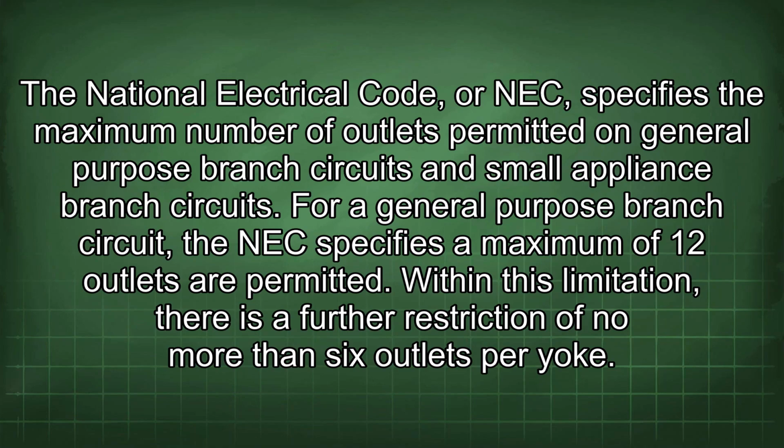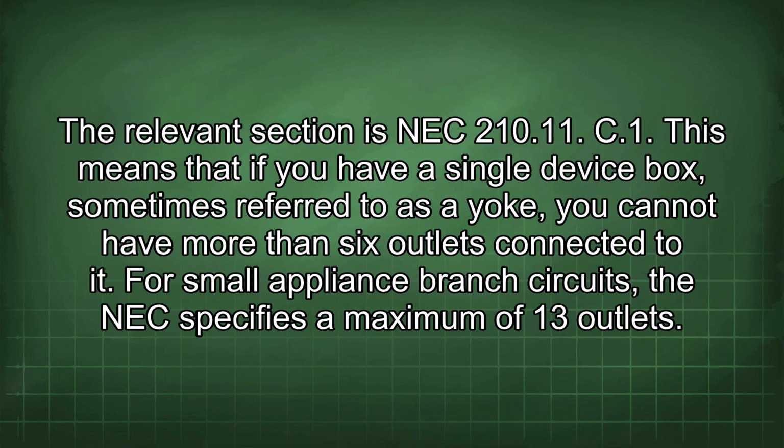The National Electrical Code, or NEC, specifies the maximum number of outlets permitted on general-purpose branch circuits and small appliance branch circuits. For a general-purpose branch circuit, the NEC specifies a maximum of 12 outlets are permitted. Within this limitation, there is a further restriction of no more than 6 outlets per yoke. The relevant section is NEC 210.11.C1. This means that if you have a single device box, sometimes referred to as a yoke, you cannot have more than 6 outlets connected to it.